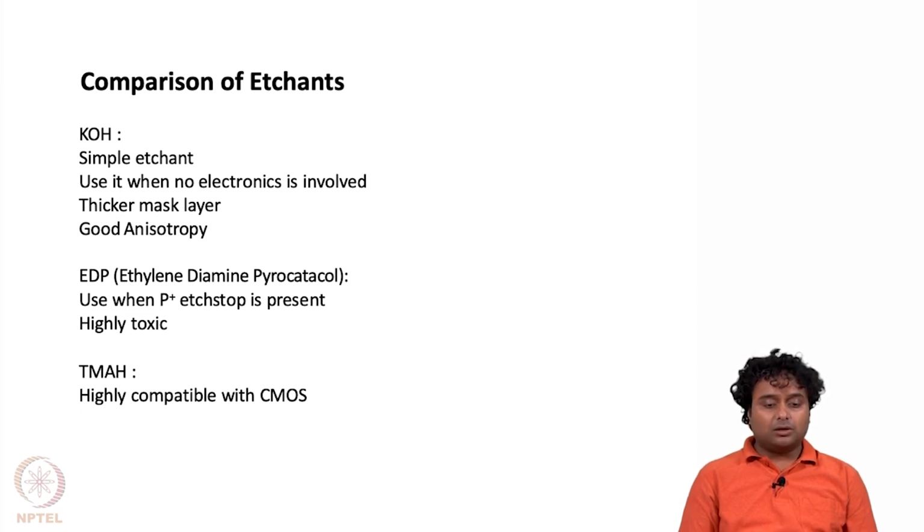So in those cases we should not use KOH, and we need a thicker mask layer, because as we were saying, KOH etches SiO2 also very aggressively, not as aggressively as silicon, but compared to TMAH it has a much higher etching rate. So we need a thicker masking layer, and for KOH we also get very good anisotropy. The next agent, EDP, which we have not discussed in this course, we should use where we have P++ etch stop, because EDP has a very good selectivity with respect to P++ etch stop, but the negative point is that it is highly toxic, whereas TMAH is not toxic and is highly compatible with CMOS, and it has all the good points of KOH also, and we can use it while making CMOS technologies also.